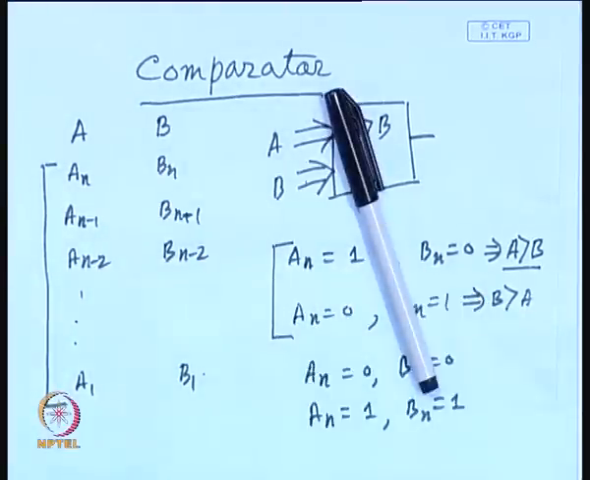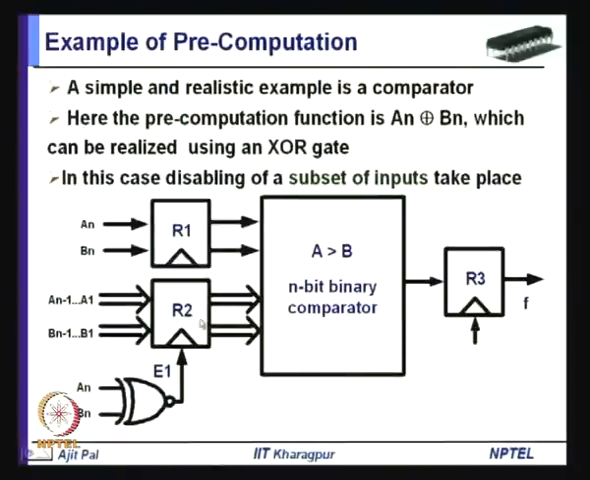Example. Here you can see the circuit that can implement it very easily. A n and B n are applied to a resistor R 1, and A n minus 1 to A 1 and B n minus 1 to B 1. These inputs are applied through a separate resistor with an enable signal E 1. Now, this signal E 1 is generated as a function of A n and B n.